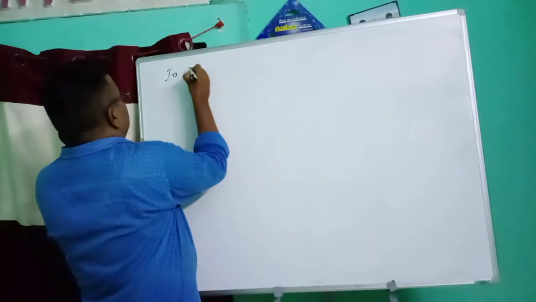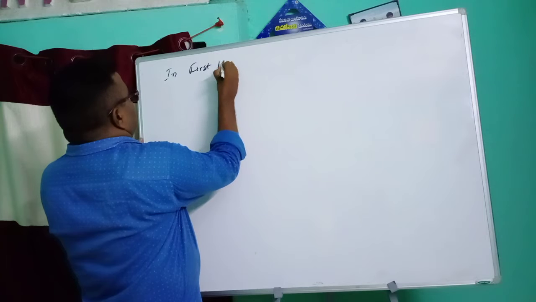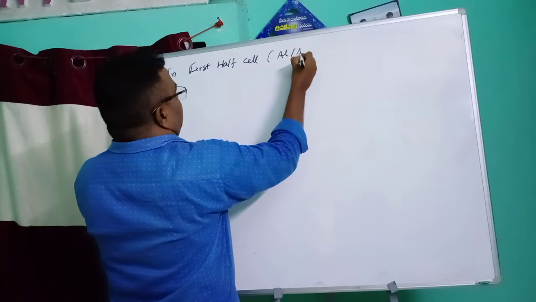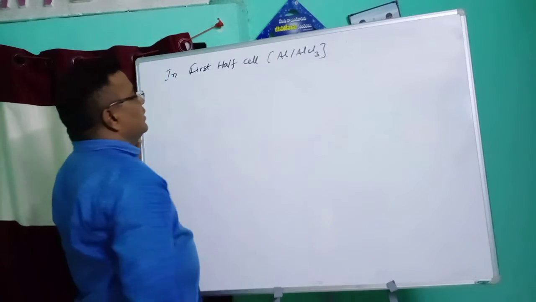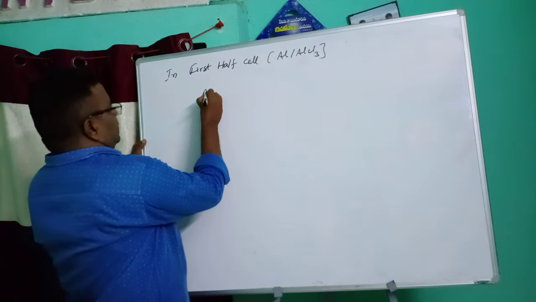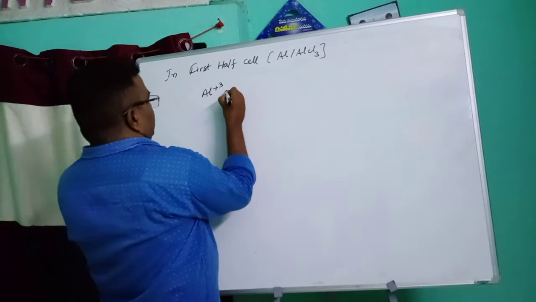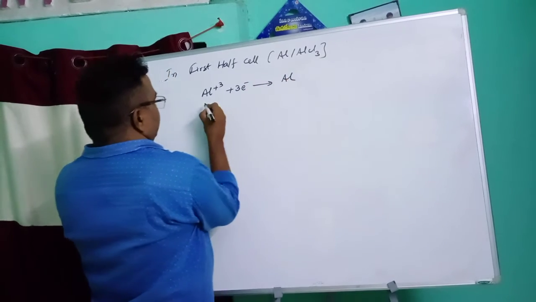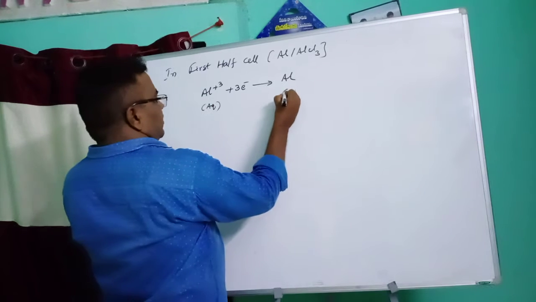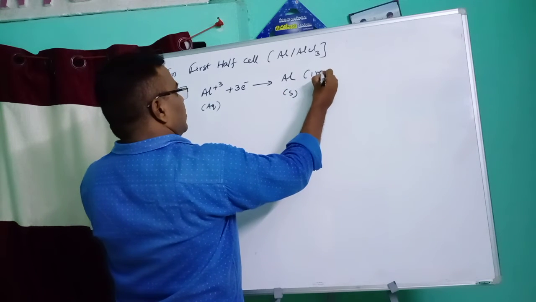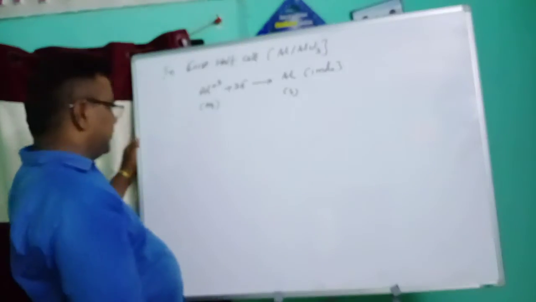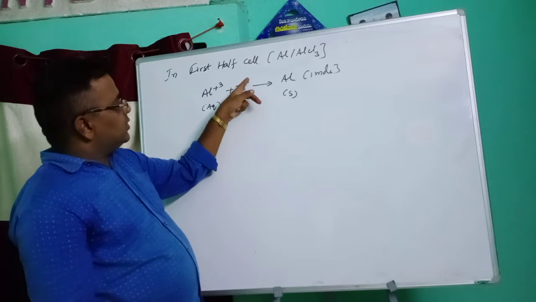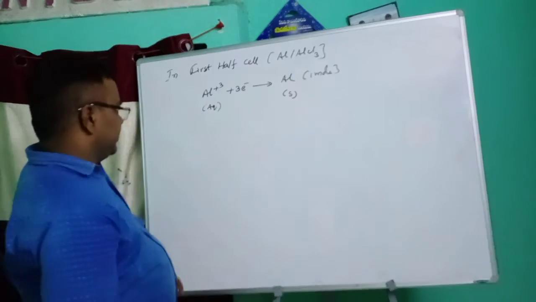So in the first half cell, that is Al bar AlCl3, the reaction taking place is: aluminum ion, aqueous, gains 3 moles of electrons and gives 1 mole of aluminum, solid. That means 1 mole of aluminum is deposited. So Al3+ consumes or gains 3 moles of electrons. It gives 1 mole of aluminum.